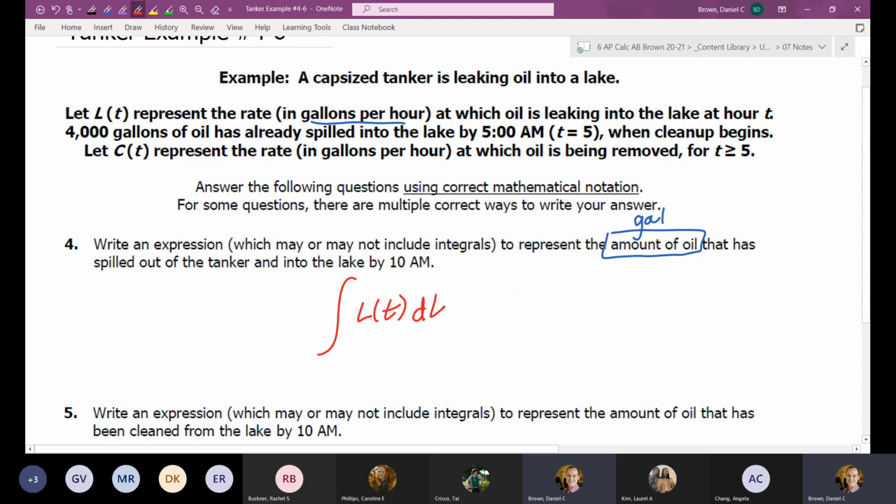Don't forget the dt. And then I want to see how much has leaked out by 10 a.m. Where's that 10 going to go? On the top of your integral, so up until 10. And then we still have a few more things to fill in. What else do we need to fill in to answer this question completely? The bottom. What number is going to go on the bottom? 5 is. Where's that 5 coming from? The initial condition. Do we need to worry about adding that 4,000 in this one?